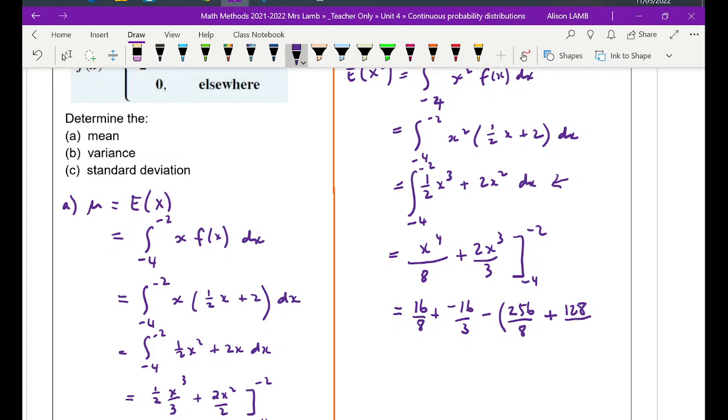Over, oh, just a sec. That's going to be a negative sign, I'm sorry. Minus 128 over 3. Because, yeah, sorry, negative 4 cubed is negative 64. 2 times negative 64 is that. Now, as I said, this stuff should be done with a calculator.